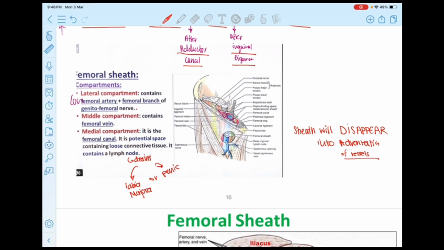We also want to just briefly mention, because Dr. Sunni mentioned it very briefly, that we have three compartments in our femoral sheath. Let's start with the most medial, our femoral canal, and the base of it is the femoral ring, which the doctor mentioned as a weak spot.